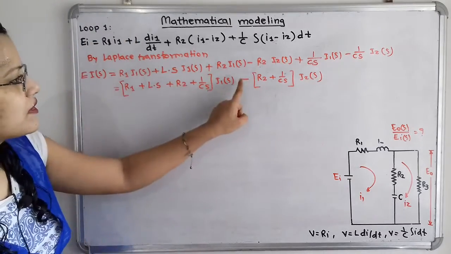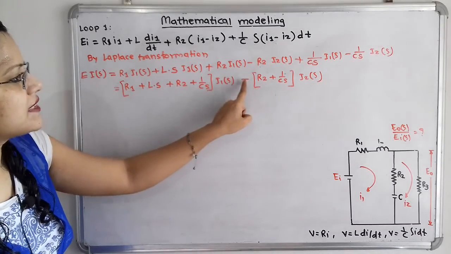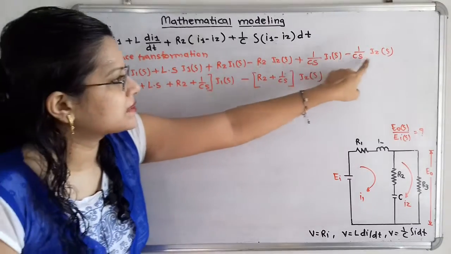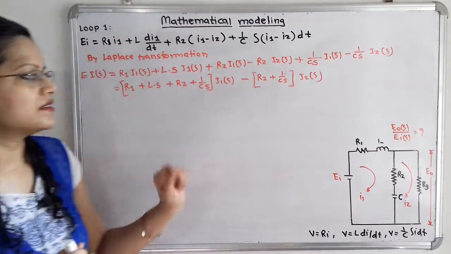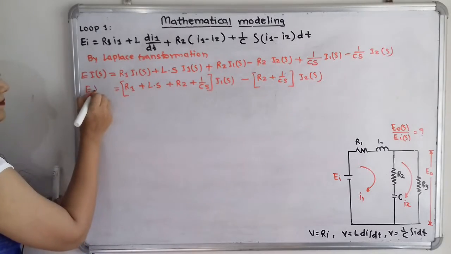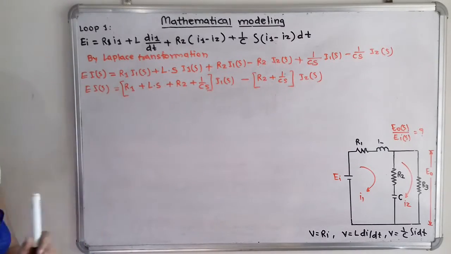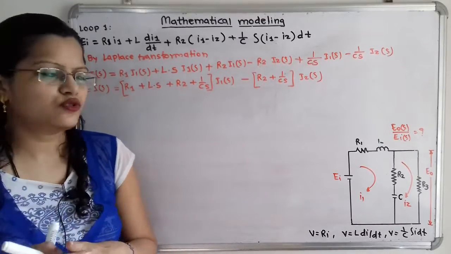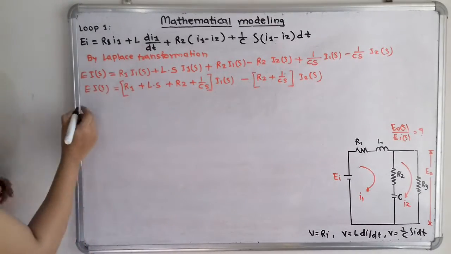Now if we observe, if I multiply this inside, it will become minus R2 I2 of S and minus 1 by Cs I2 of S. So here this is the equation. So this is the simplified equation. Now we will move to the second loop. So I will write here loop 2.